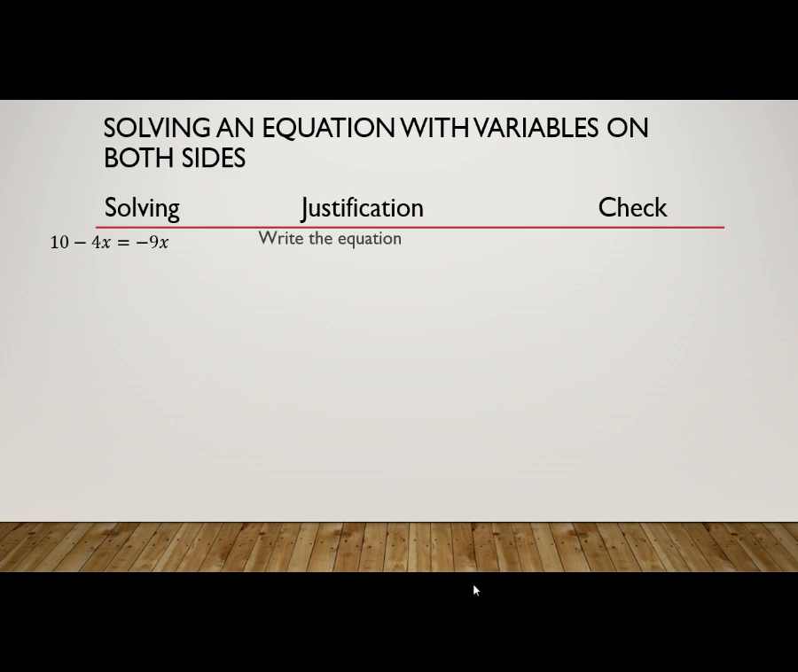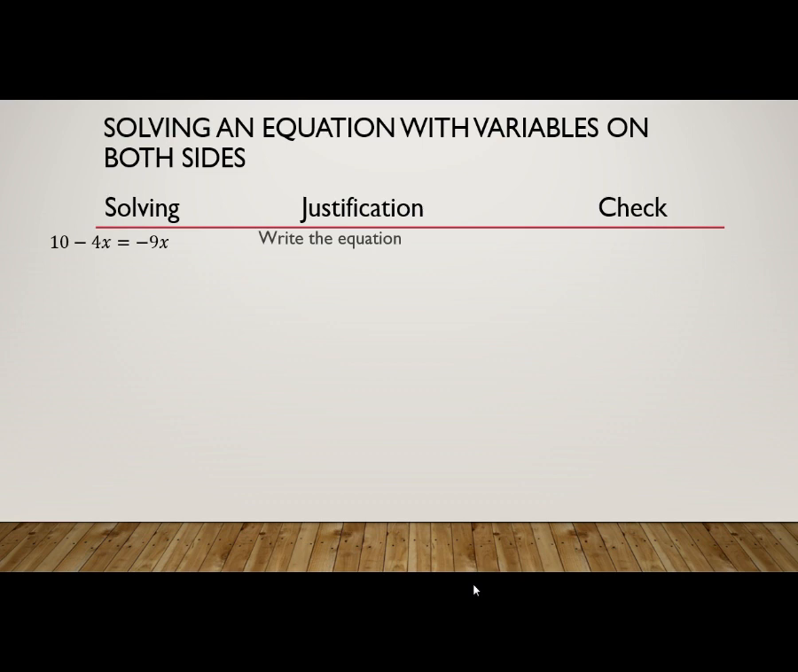So I either want to eliminate negative 4x or negative 9x. It doesn't matter which one you actually pick. You can eliminate either, and this is going to work out just fine. I have a preference, though, for picking the lower one. So in this case, the negative 9. Negative 9 is lower than negative 4.